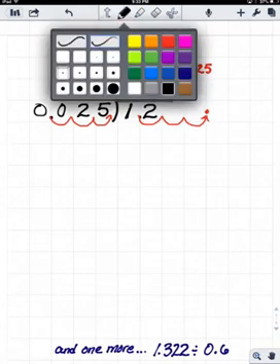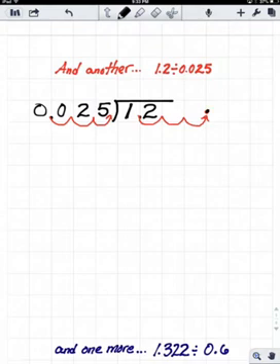Let's change my color. Extend my division line. Add some more zeros on here. And now I have 25 going into 1,200, or 1,200 divided by 25. Because we moved this decimal point over to here, now we're dealing with a whole number. Okay, 3 places on the outside means 3 places on the inside.